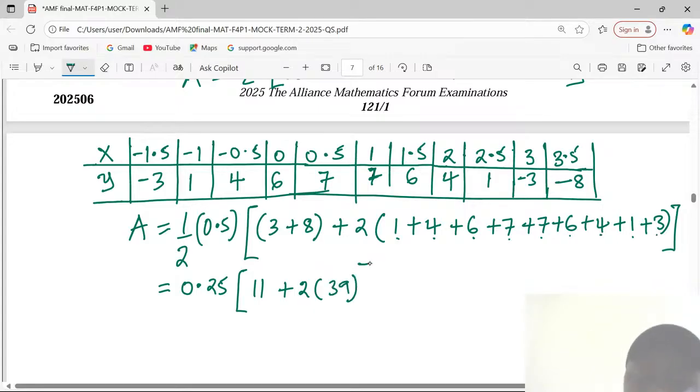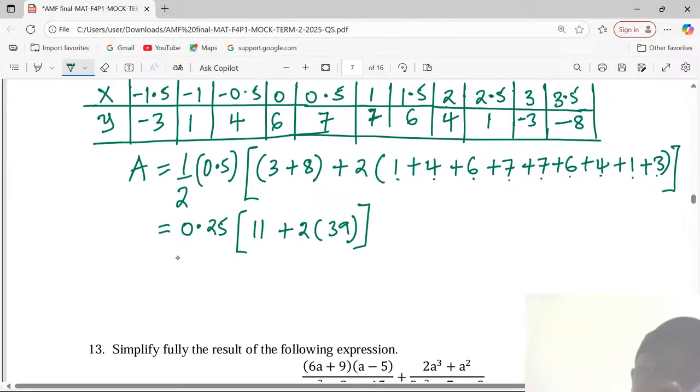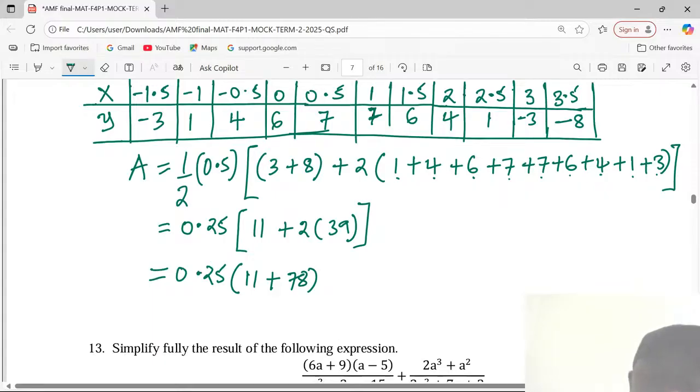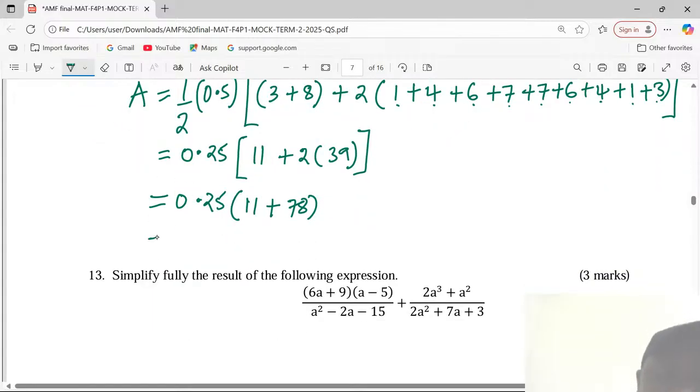I hope that is well calculated. So I'll be having a quarter into 11 plus 78. You know, 11 plus 78 is 89. So we multiply this by a quarter, and I'm getting 22 and a quarter square units.